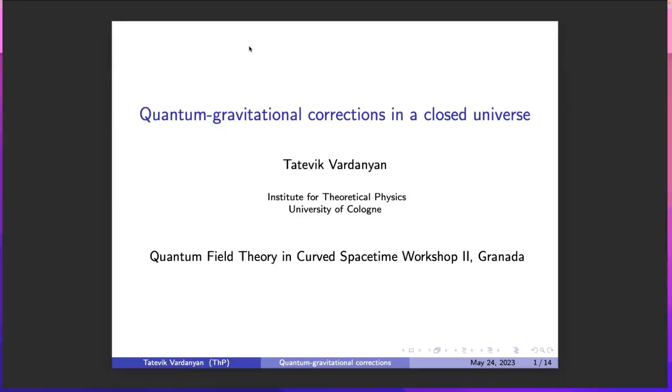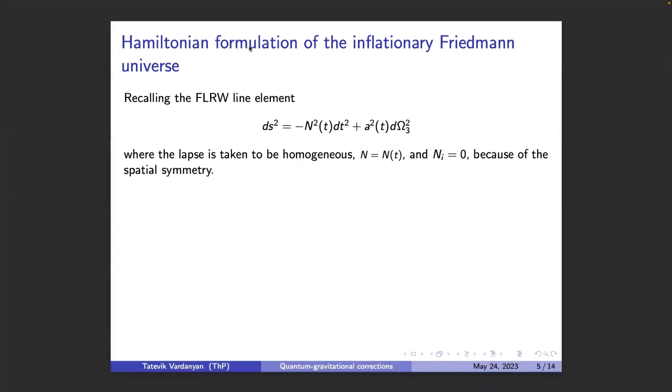Okay, now we have to apply this to our specific case. So we are considering the FLRW line element, and because of the symmetry, the shift is not entering here. We have only the lapse function here.